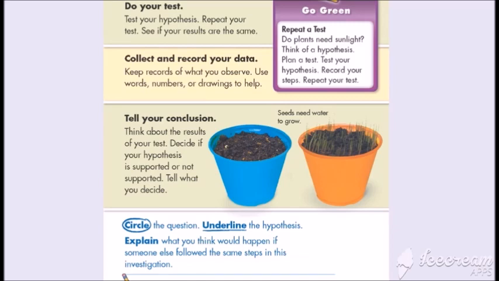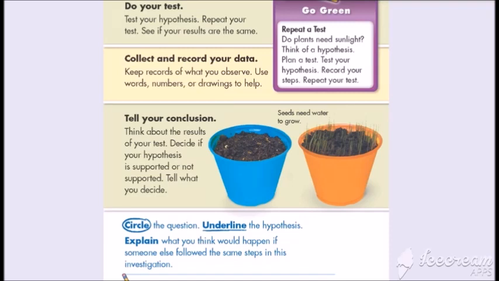Of course, it is supported because the watered seeds will grow. After we plan our test, we have to do the test to test the hypothesis, to test our answer. Is it correct or not? If the results of these tests are the same, of course, you have a correct answer or hypothesis. After this, we collect and record data. Yes, by drawing, by numbers, or even by words.